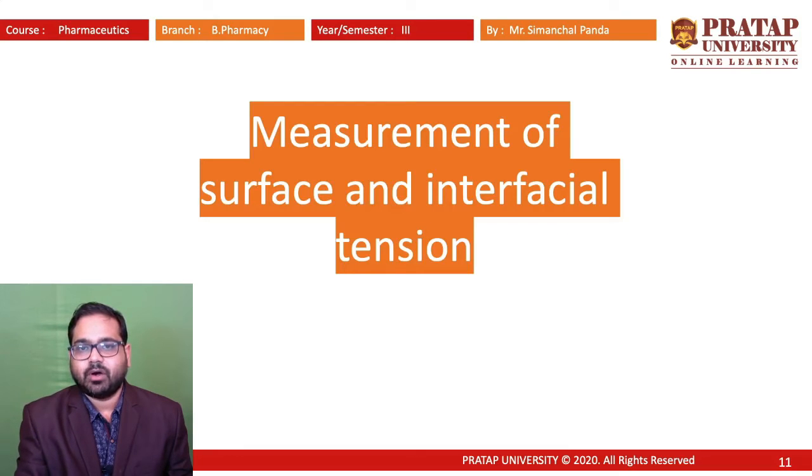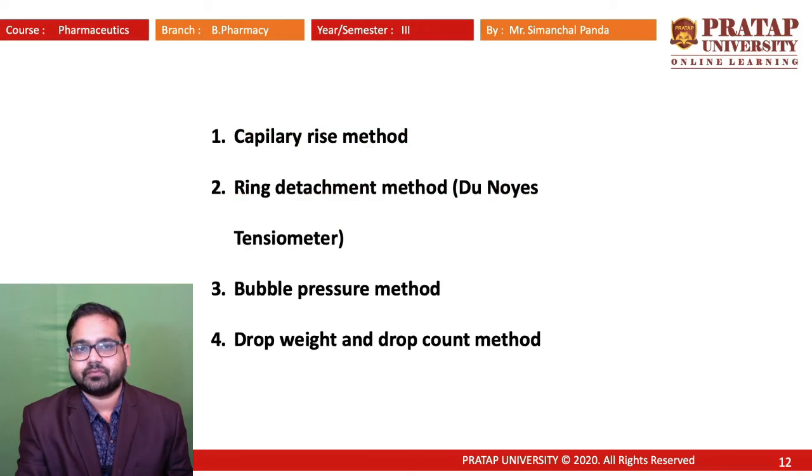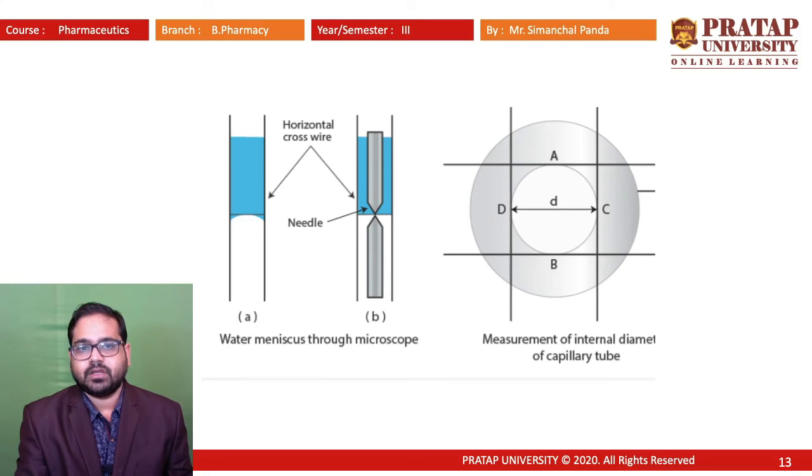Next we will study the measurement of surface and interfacial tension. There are different methods associated with the measurement of surface tension. The common one is the capillary rise method. The second is the ring detachment method, also known as the Du Noüy tensiometer. The third is the bubble pressure method, and the fourth is the drop weight and drop count method. The most common method is the capillary rise method.